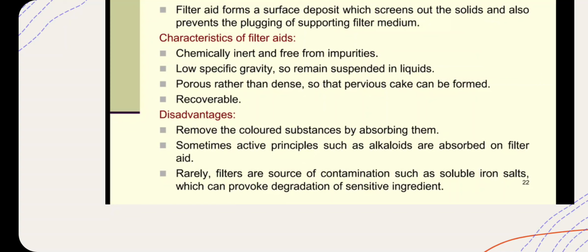Disadvantages: they may remove colored substances by absorbing them. Sometimes active principles such as alkaloids are absorbed on filter aids. Sometimes these types of medicines get absorbed on the filter aids. Rarely, filter aids are a source of contamination such as soluble iron salts, which can provoke degradation of sensitive ingredients. Sometimes these filter aids may provoke contamination.